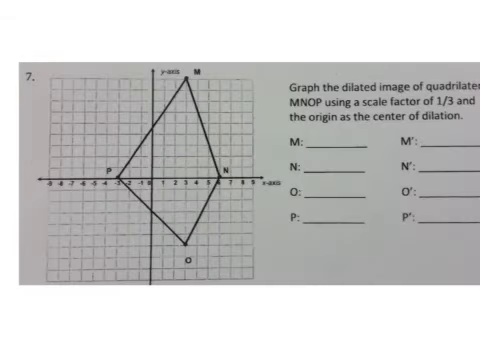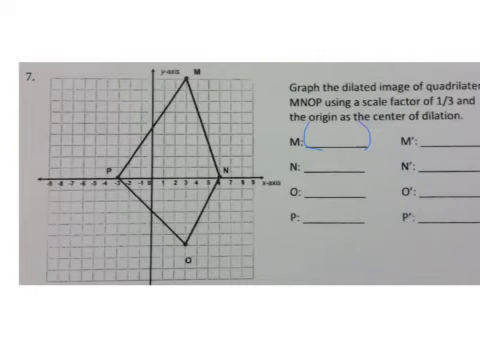So you might want to try this one on your own, pause it, and then come back and check yourself. It says graph the dilated image of quadrilateral MNOP using a scale factor of 1/3 and the origin as the center of dilation. Okay, so let's name our points.